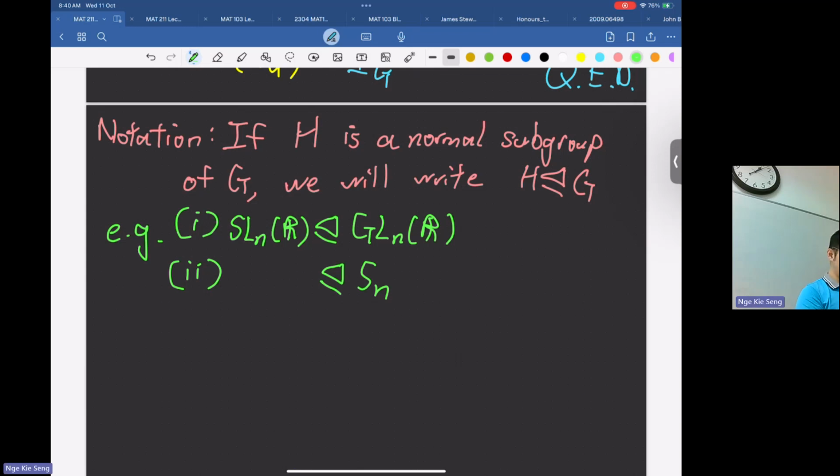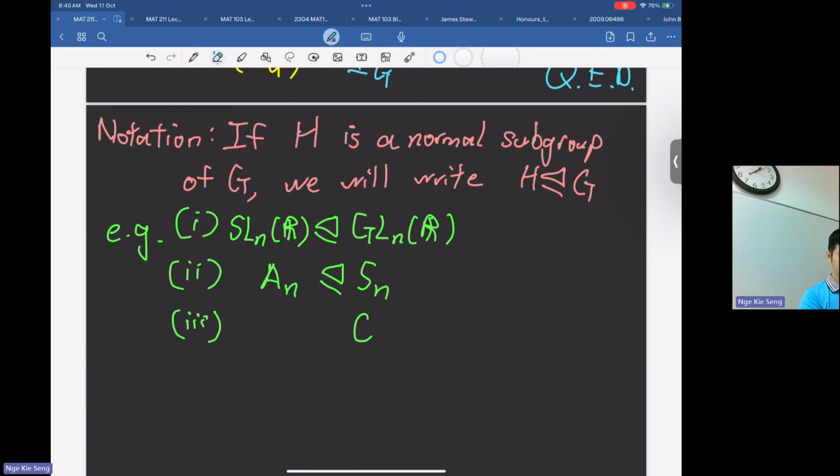Alternating group. These are all the set of even permutations. So this is the kernel of what map? Kernel of the sign map. So the sign map sends even permutations to 1, and odd ones to minus 1. And what else?